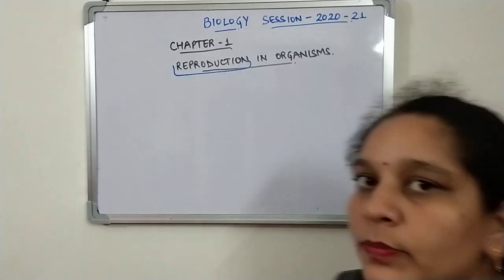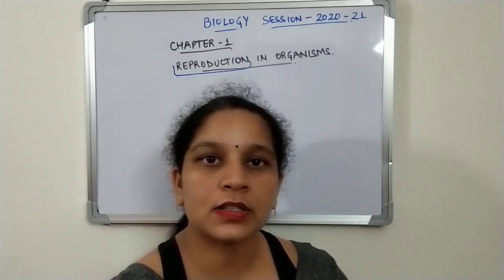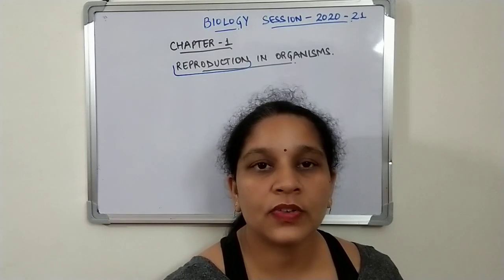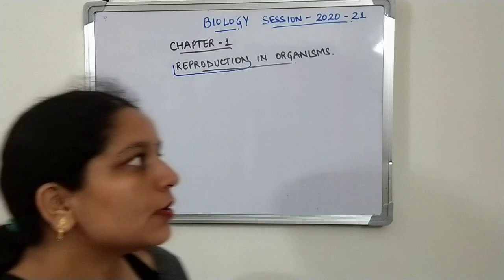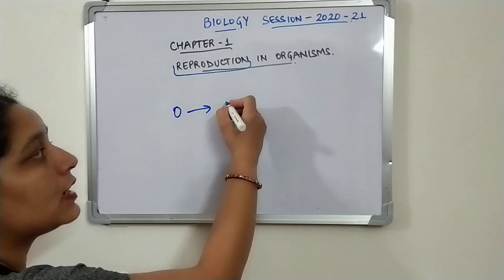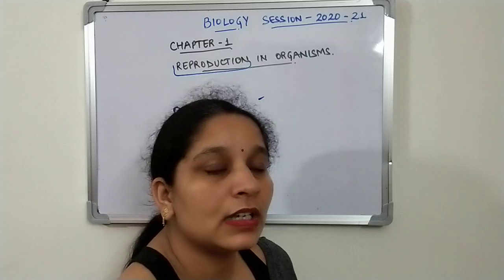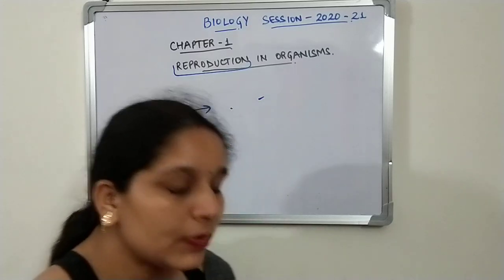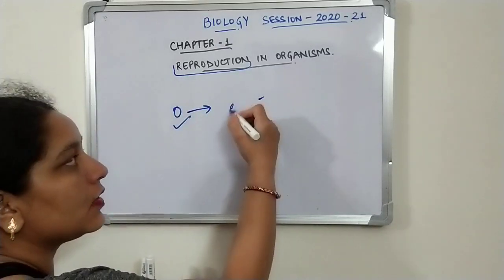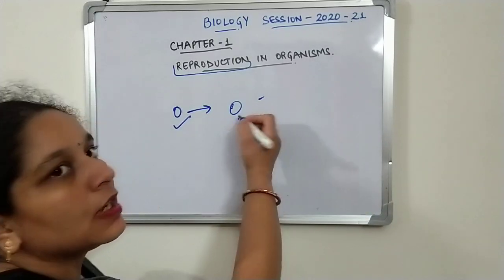So what is reproduction? Reproduction is a biological process in which one organism gives rise to another organism having the same features, or which is similar to them. Suppose you have a cat, and it is going to reproduce. So are you getting a cat or a dog? The answer is obviously a cat, because the cat is similar to its parents. So reproduction means a process by which an organism gives rise to another organism, or we can say the offspring, which is similar to itself.